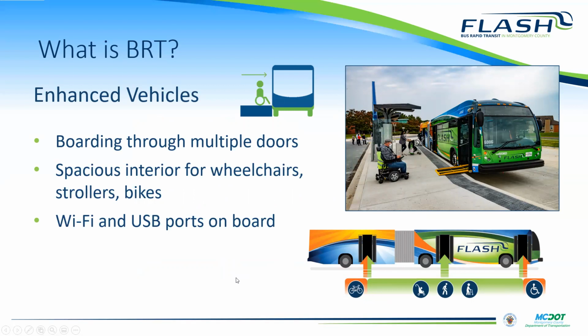So an enhanced vehicle means a larger vehicle. So it's a 60-foot bus. It's the articulated bus, or as my children like to call it, the bendy bus. Where you're able to board through multiple doors. So you can walk through any door on the bus. You don't have to board and tap at the front. You can board from any door. There's spacious interiors. So unlike regular buses where they're 2x2 and you walk through, they're more spacious interiors. It's easier to get strollers on board, bikes on board, and wheelchairs on board. They're equipped with Wi-Fi, so you can do work or listen to your music more easily, and have USB ports on board for charging. So that's enhanced vehicles.